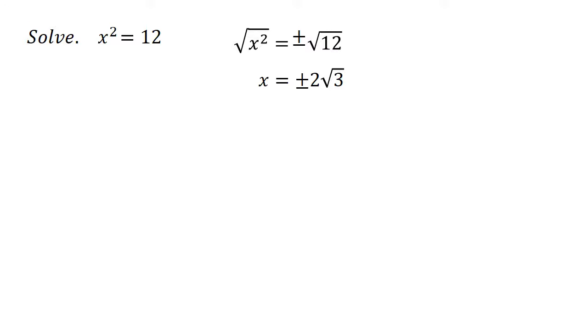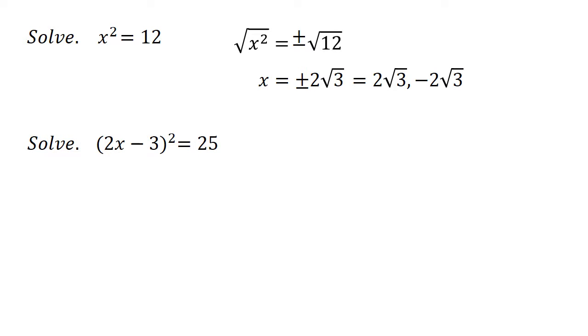What this is saying is the two answers we got were positive 2 square root of 3 and negative 2 square root of 3. So those are the two answers we can get, and these are non-rational numbers. We couldn't get those by factoring, typically how we would normally consider factoring, but we can get it by taking roots. So let's consider this slightly more complicated problem.